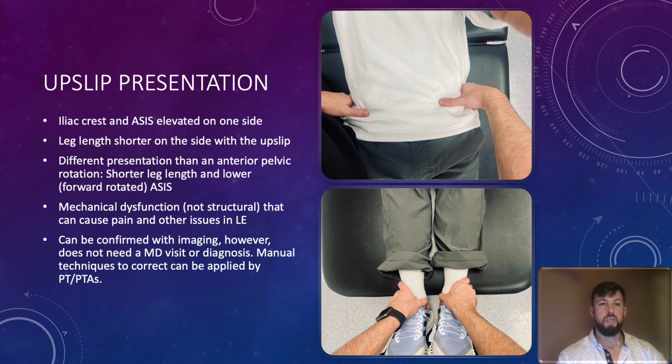An upslip will present with the iliac crest and ASIS elevated on one side. Leg length will be shorter on the side with the upslip. And as you can tell by the pictures here, this person has an upslip on his anatomical left. This is a different presentation than an anterior pelvic rotation, which would have a shorter leg length and a lower or forward rotated ASIS. This can lead to a mechanical dysfunction, not a structural dysfunction, that can cause pain and other issues in the lower extremity.